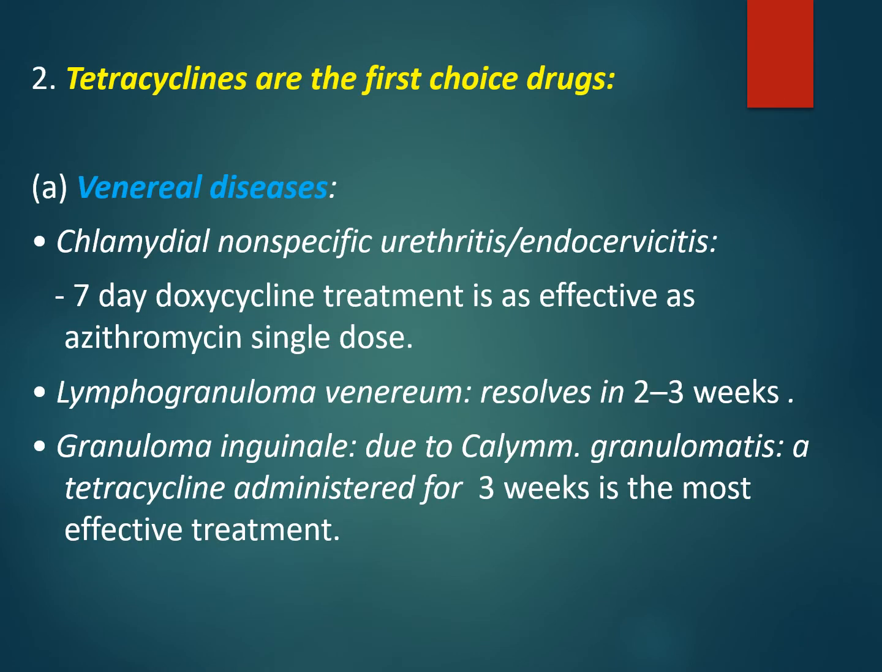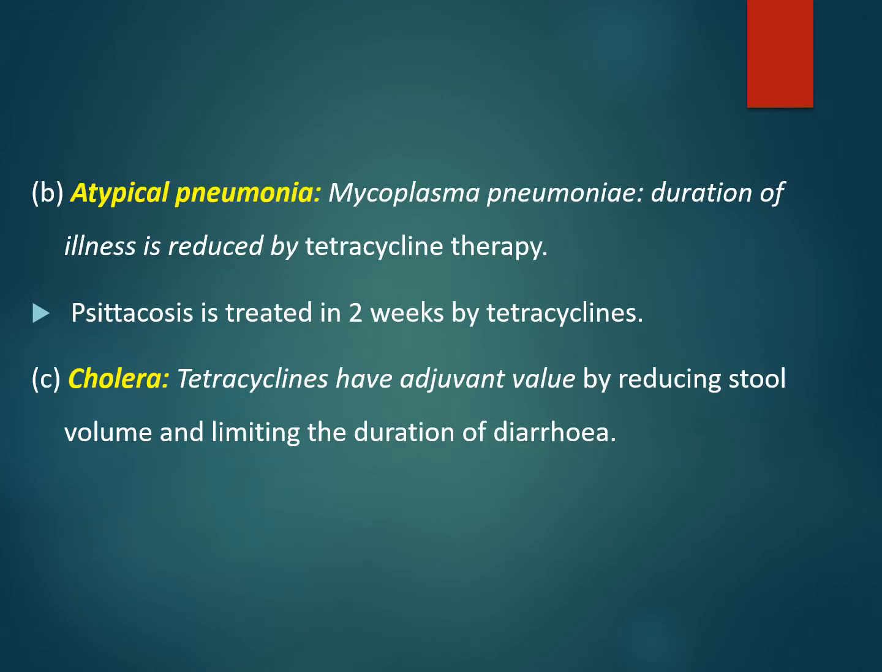And coming to the first choice of drugs, tetracyclines are the first choice of drugs in various venereal diseases which are caused by chlamydia, that is chlamydial non-specific urethritis or endocervicitis, lymphogranuloma venereum, granuloma inguinale, atypical pneumonia which is caused by Mycoplasma pneumoniae, psittacosis, cholera. Tetracycline has an adjuvant role. Adjuvant means supportive role, by reducing stool volume and limiting the duration of diarrhea.